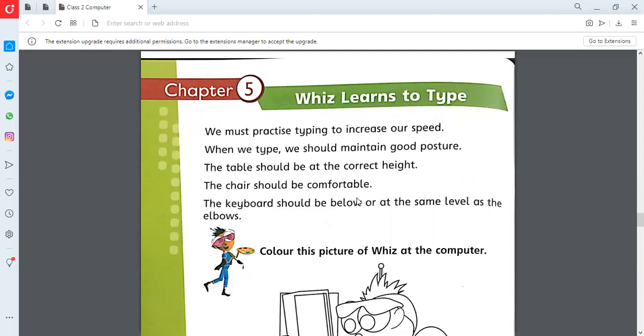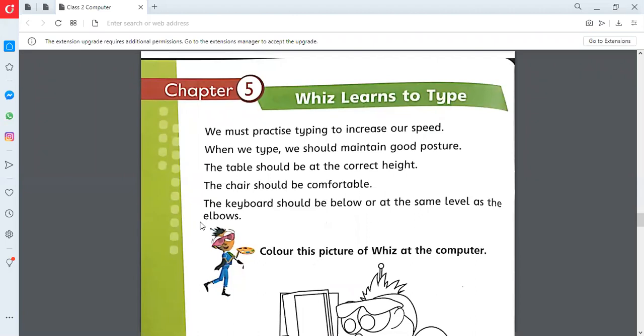Wiz Learns to Type. We know that we use the keyboard to type. Chapter number 5 is all about learning typing. Let's see who can tell me the spelling of keyboard. You can tell me the spelling of keyboard in the chat.